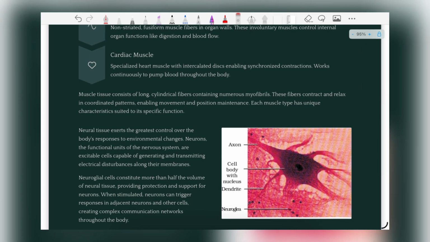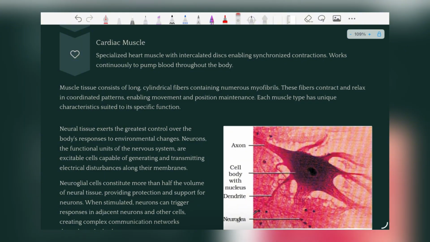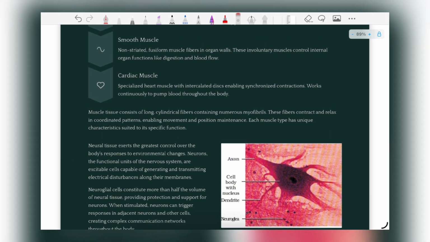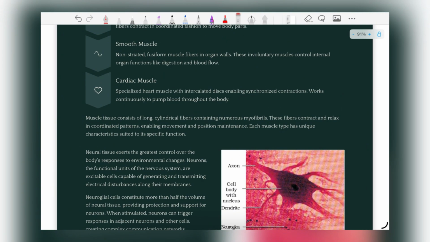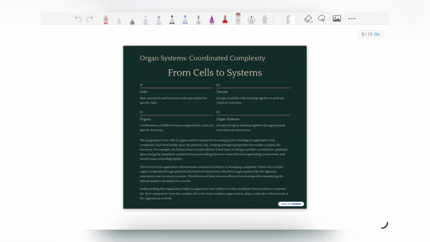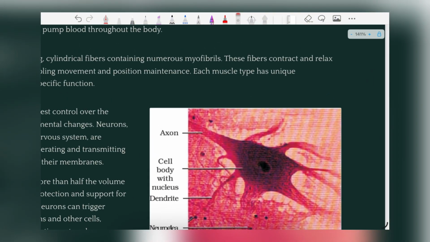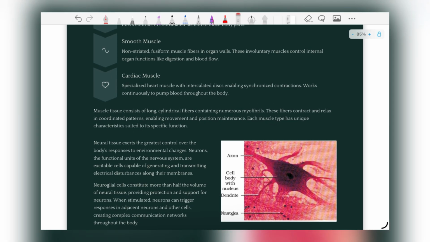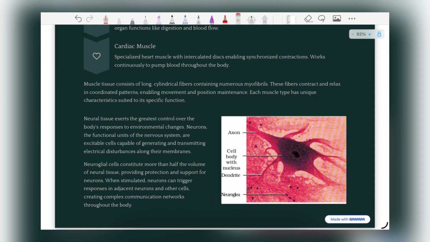So through neural tissue, they can generate and transmit electrical impulses to each other over distances. As you can see over here, this is a neuron and this is the cell body, also known as cyton. This is the nucleus, this is the axon of it, and this is the dendrite, and these are the neuroglial cells that protect the neuron.